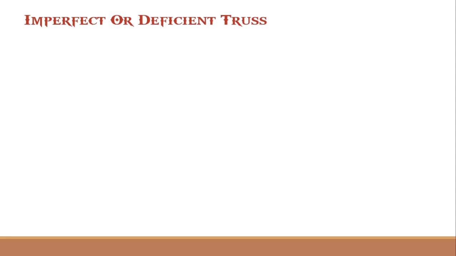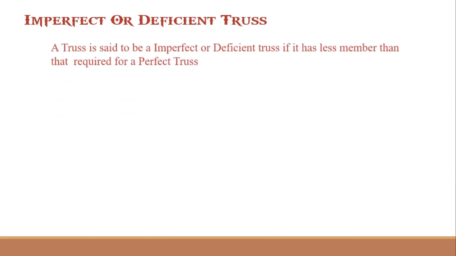If it satisfies the equation, it is a perfect truss. If it is greater than or smaller than that, what will happen, we'll see now. So, imperfect truss or deficient truss. A truss is said to be imperfect or deficient. Deficient means it lacks something in it.